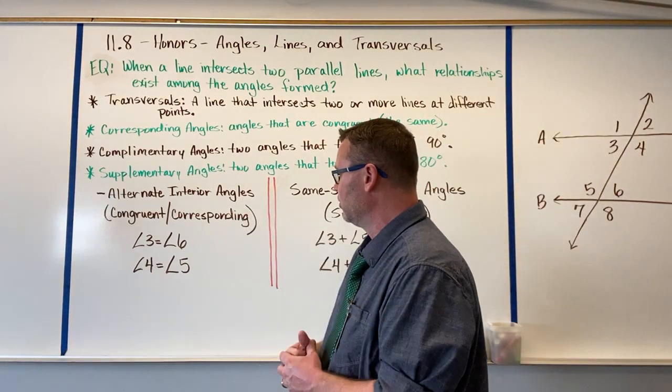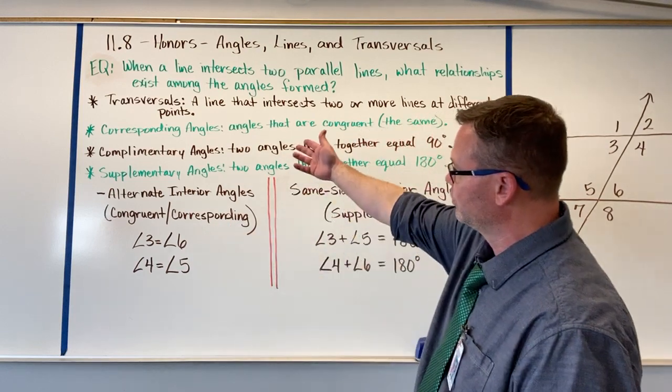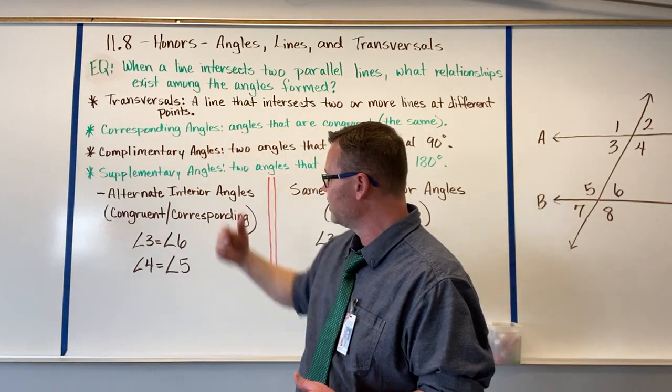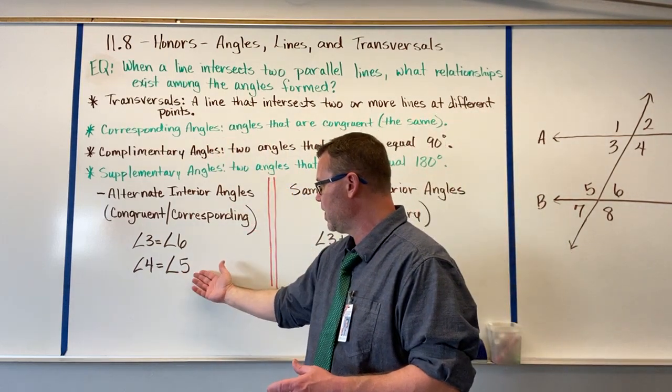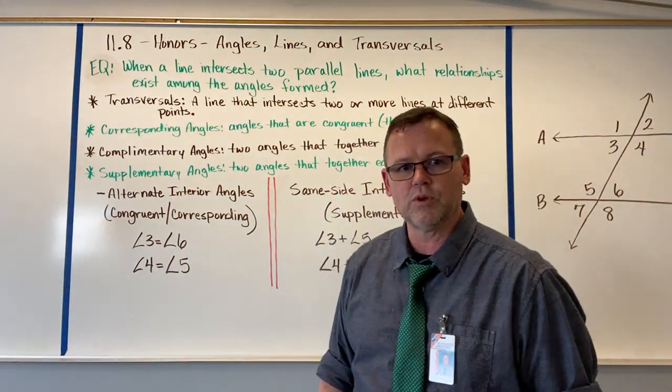Alternate interior angles, okay? They're congruent or corresponding angles, which I gave you up here. Congruent, the same, corresponding angles. In other words, they equal each other. I gave you two examples. Angle 3 and angle 6 are going to equal each other. Angle 4 and angle 5 are going to equal each other.